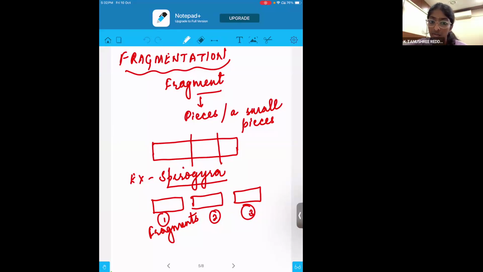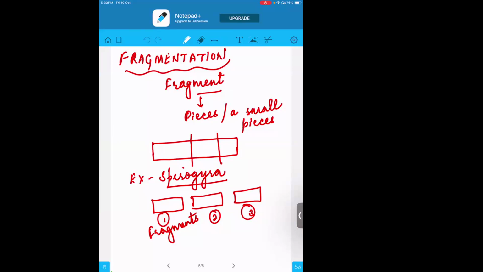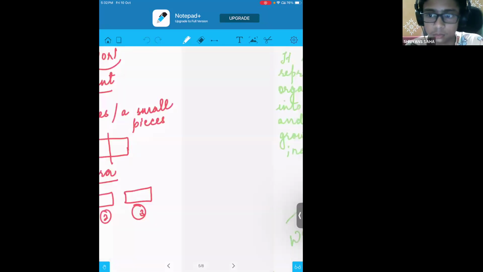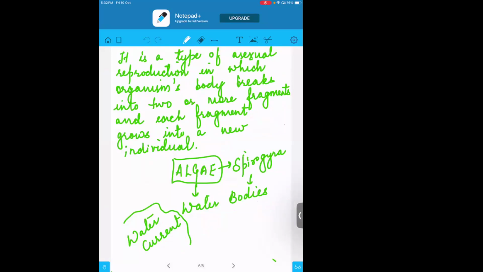So algae also takes a few minutes or seconds, right? Yes. Algae in the water current will take seconds only, because almost after every minute the water current will be there. Because of that reason, they keep on breaking down. Ma'am, could you go to the next page? Yeah, this is the next page.